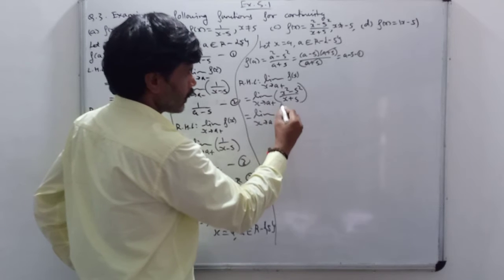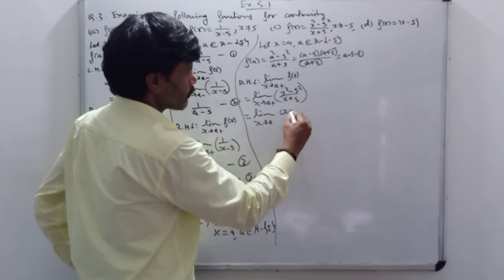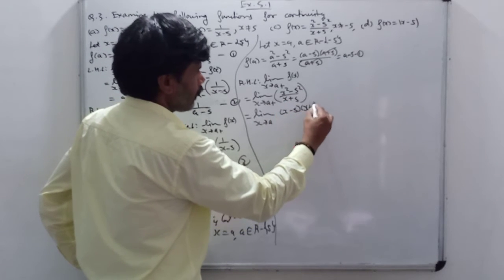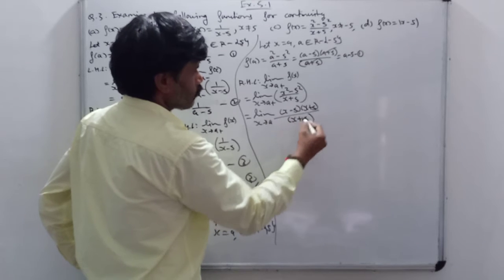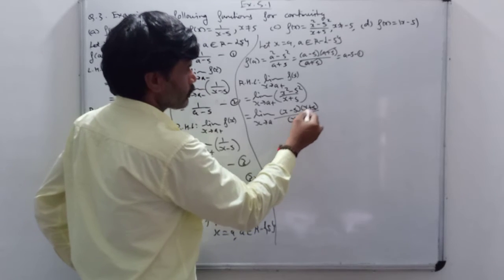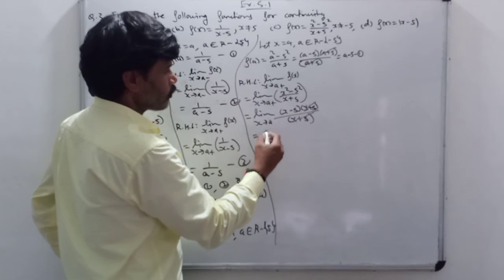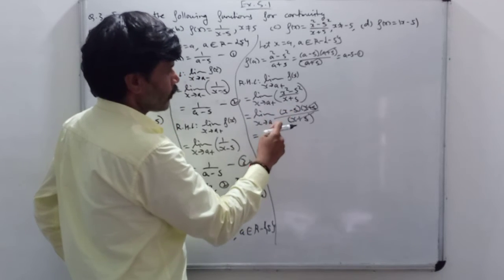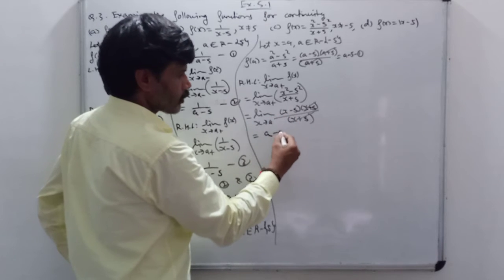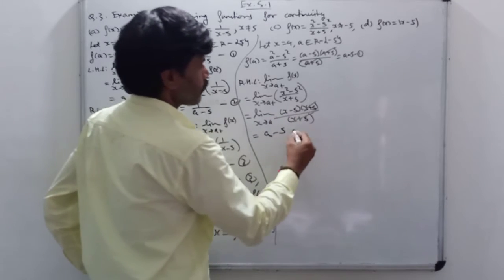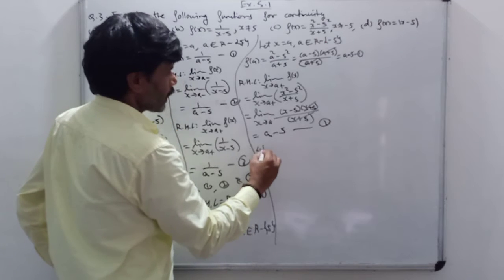Okay, so here I am taking the factors of numerator, x minus 5 into x plus 5 upon x plus 5. So x plus 5 will get cancelled. So what you are getting, x minus 5, limit of x minus 5. So in place of x you write a, and limit of constant is constant, so limit of 5 will be 5. So this is a minus 5, gives us number 2. Now we'll find out LHL.